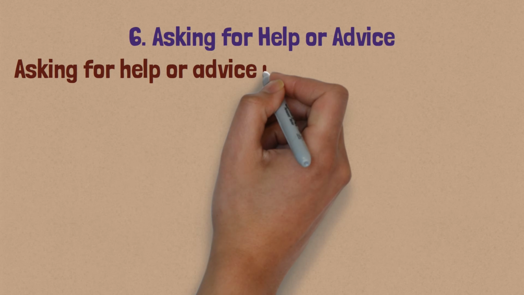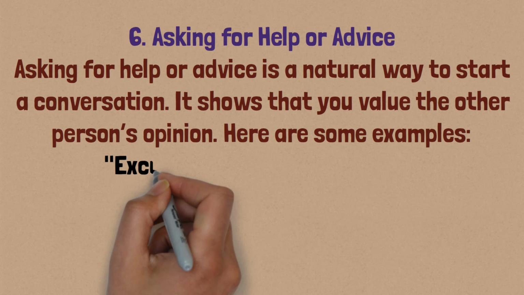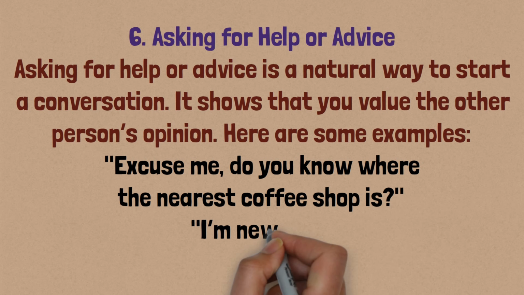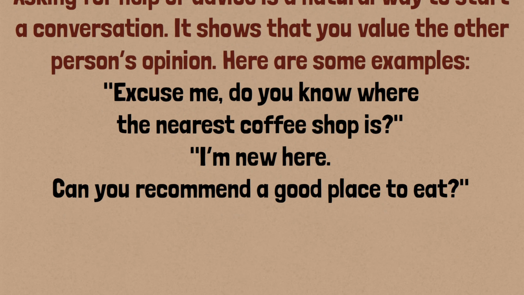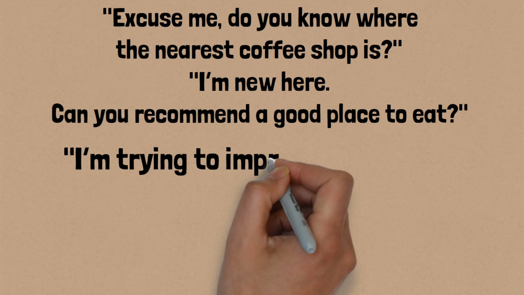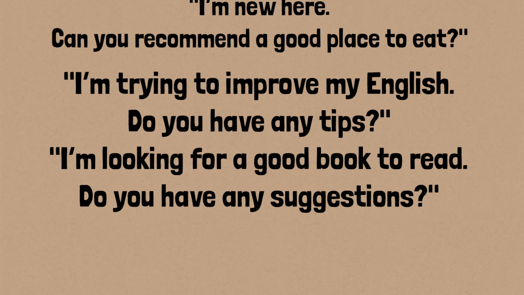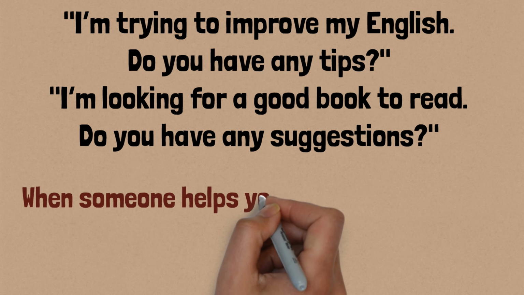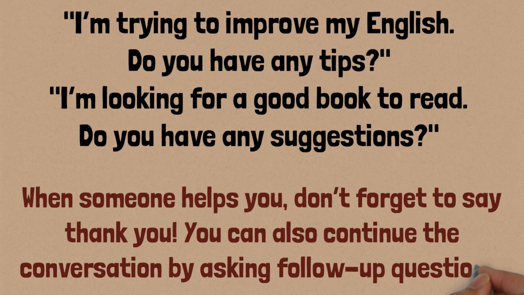6. Asking for help or advice. Asking for help or advice is a natural way to start a conversation. It shows that you value the other person's opinion. Here are some examples. Excuse me, do you know where the nearest coffee shop is? I'm new here. Can you recommend a good place to eat? I'm trying to improve my English. Do you have any tips? I'm looking for a good book to read. Do you have any suggestions? When someone helps you, don't forget to say thank you. You can also continue the conversation by asking follow-up questions.